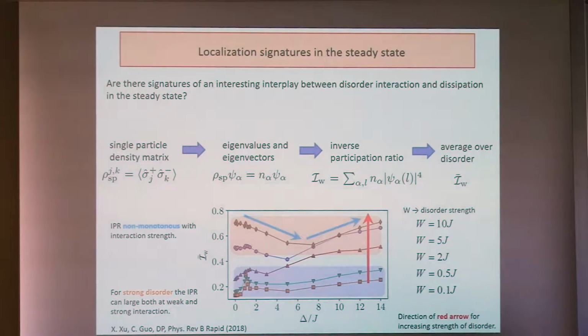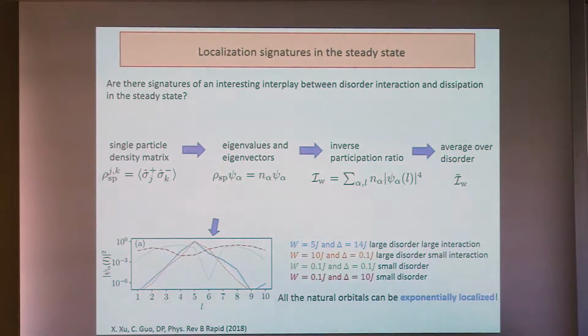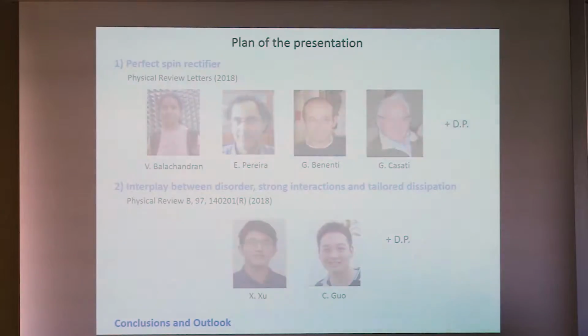Then we looked at these natural orbitals and we see what they look like. In the regions where we have strong disorder and strong or weak interactions, the natural orbitals typically are exponentially localized. So they're all exponentially localized. Instead, for weak disorder, we have always one natural orbital which is delocalized and has an important weight. So we do see some signatures of localization even in these steady states, where the steady state is throughout the system, but the natural orbitals can be all exponentially localized.